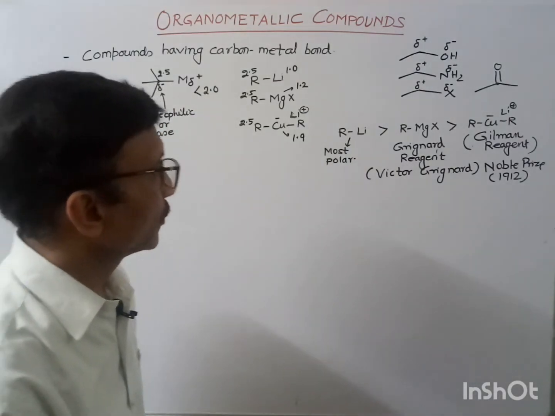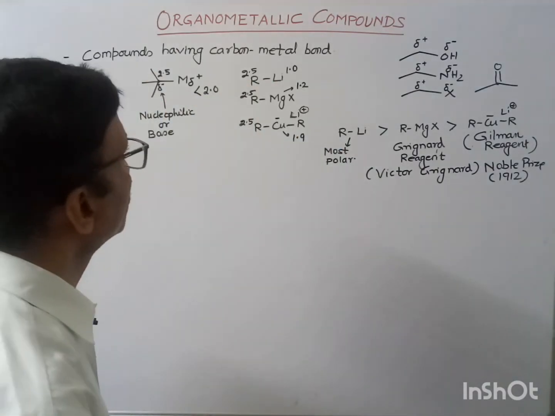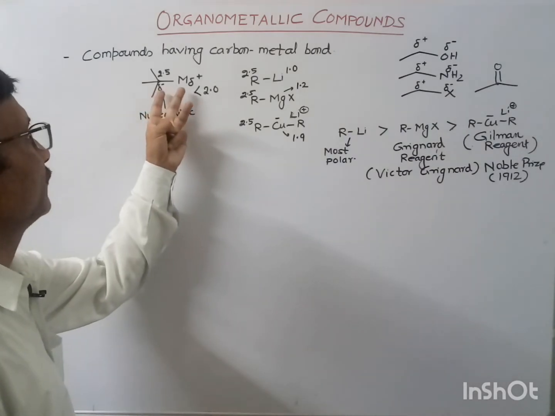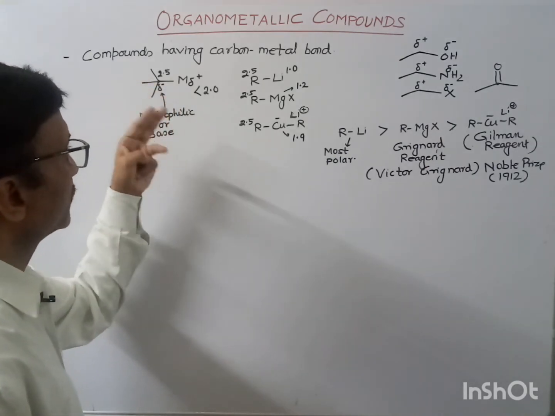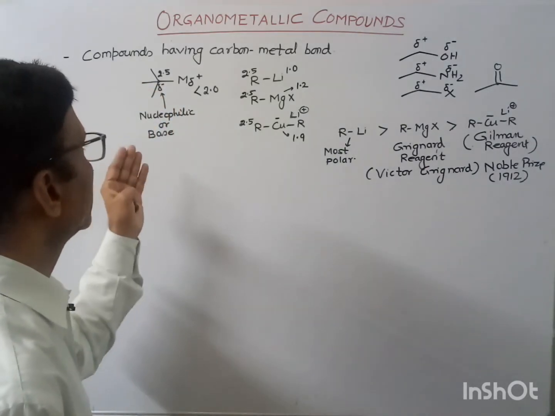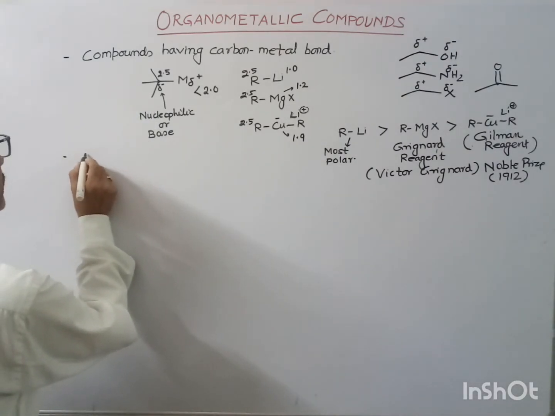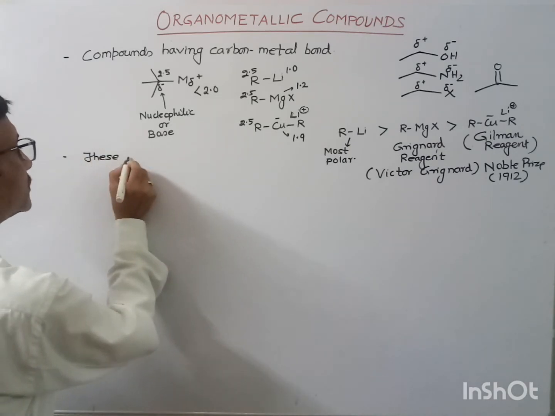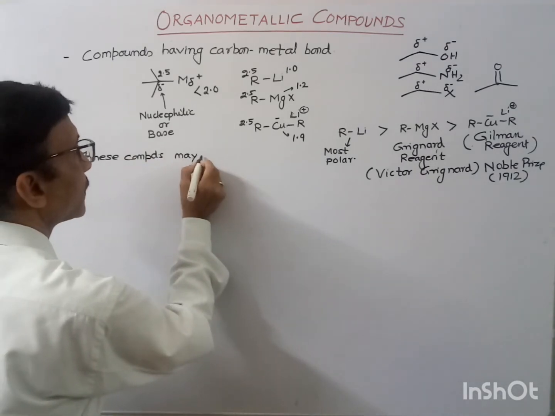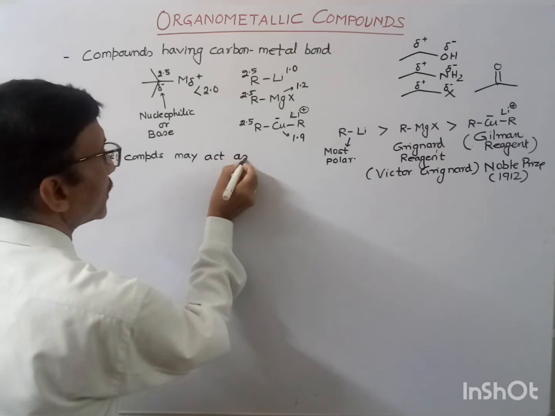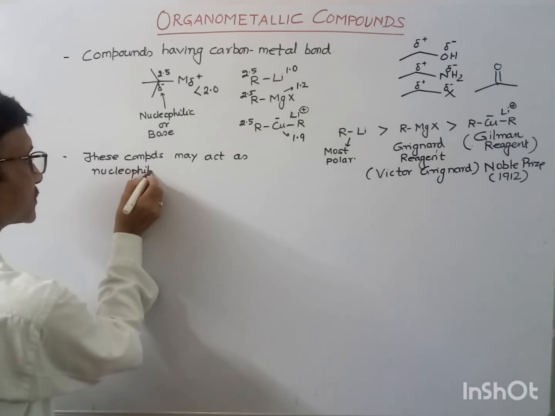So what I have told you is that organometallic compounds are compounds having a carbon-metal bond, where, because of the electronegativity difference, carbon is the nucleophilic center, and that's why it may act as a base. So I can write that these organometallic compounds may act as nucleophile as well as base.